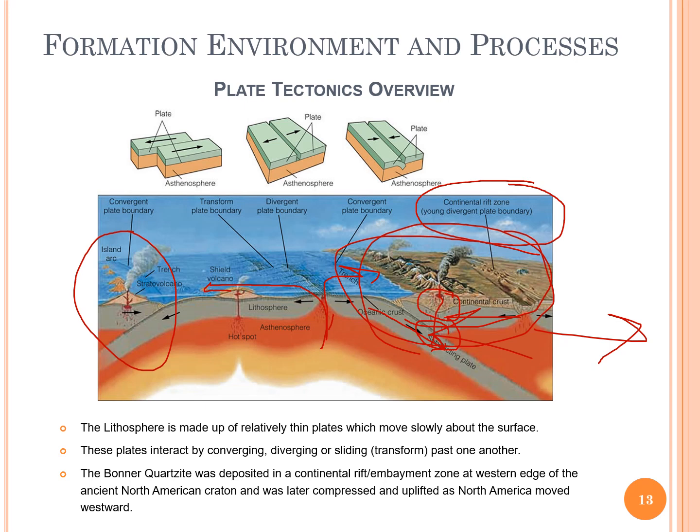So we think the Bonner quartzite was deposited in one of these continental rift, or what we would call back arc or intercontinental rift segments, in the ancient North American craton. And we'll talk a little bit more about this, but ultimately that was uplifted as North America moved on to the west.